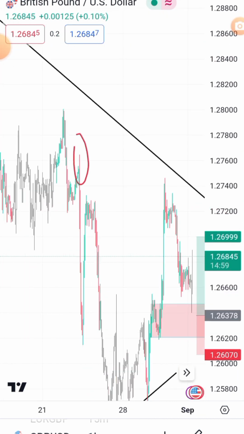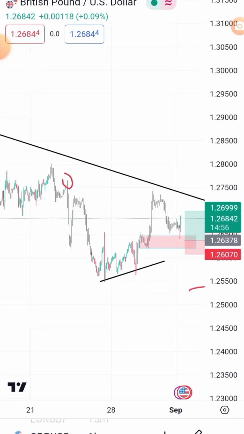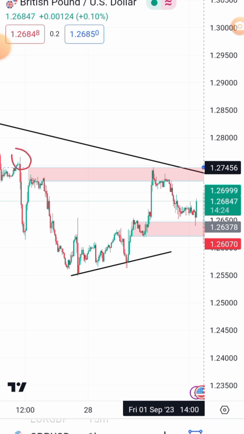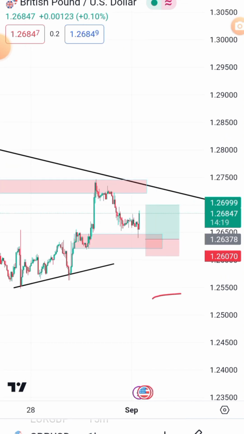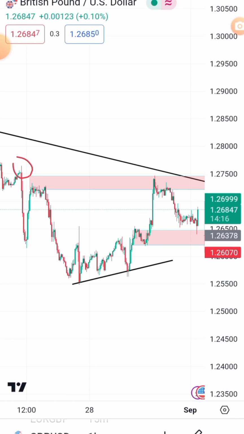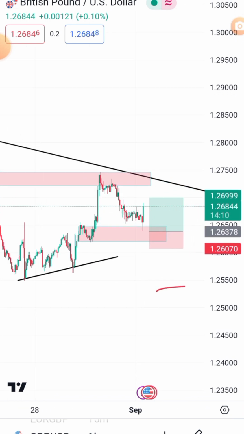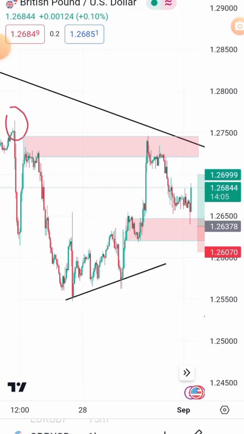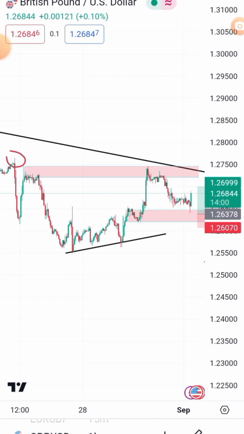But also there are some zones which won't be tested, and that's okay. Just come and draw your supply zone. If you draw your supply zone, you will see that the market took a long time to come and test that supply zone. But finally it came and tested it, and it was a great opportunity to sell the market.